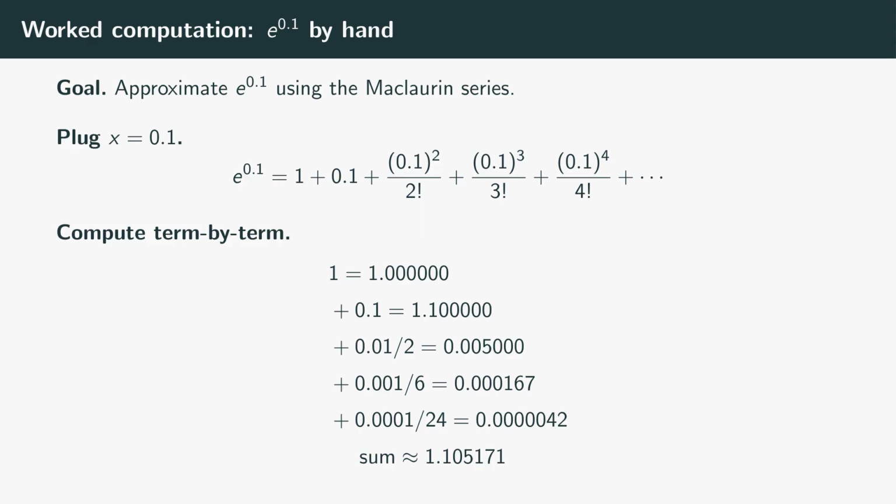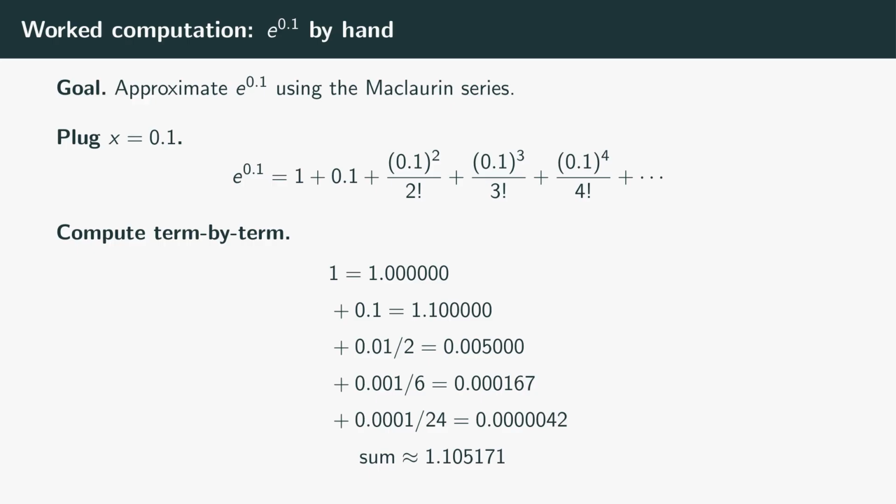Time to make this concrete. Approximate e to the 0.1 using the Maclaurin series we just derived. Plug x equals 0.1 into e to the x equals the sum of x to the n over n factorial. The terms are 1, then 0.1, then 0.1 squared over 2 factorial, which is 0.005, then 0.1 cubed over 3 factorial, which is 0.001 over 6, about 0.000167, then 0.1 to the 4th over 4 factorial, which is 0.0001 over 24, about 0.000042, and they keep shrinking.